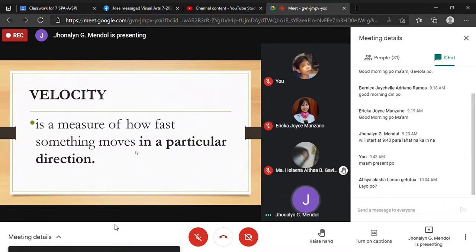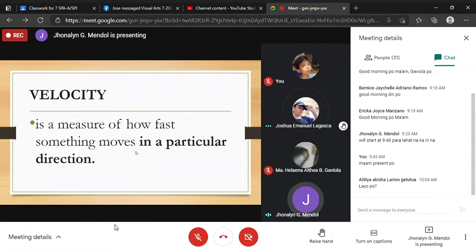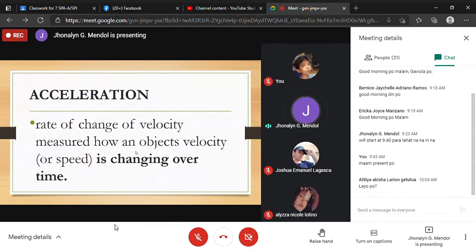Okay, wait. Joshua Emmanuel. 6 kilometers per hour is po. Okay, very good. So 30 kilometers per hour is yun. That is velocity. Is it clear now? What's the difference between speed and velocity, class? Yes po. Okay, the two of them is clear now, but we'll make it complicated by adding acceleration. So, will you please read what is acceleration?